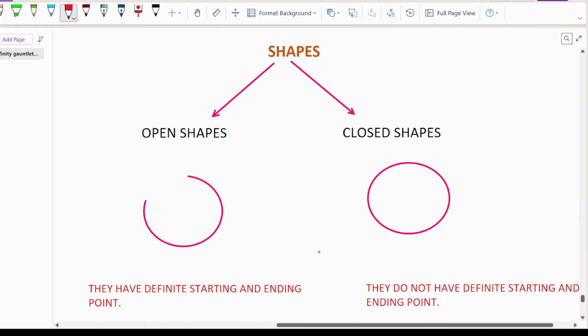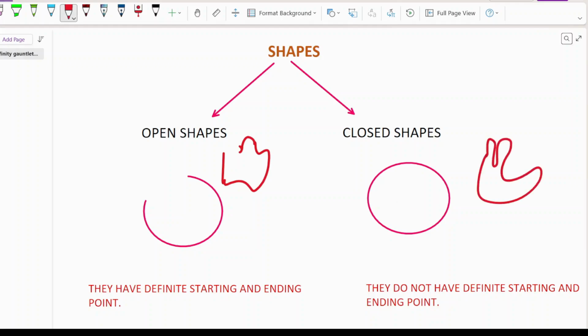Now, what is the difference between an open shape and a closed shape? Open shape, I can make this shape also over here. This is also open. This is a shape. Maybe it doesn't have a specific name, but it is a shape for sure. Let me make a figure over here like this. This is a closed one. All right. Now open and closed.